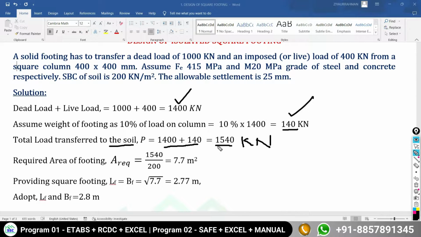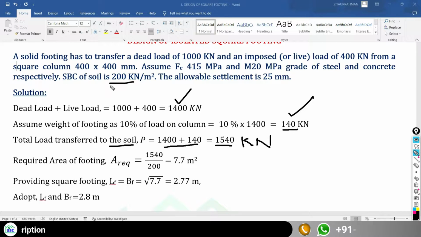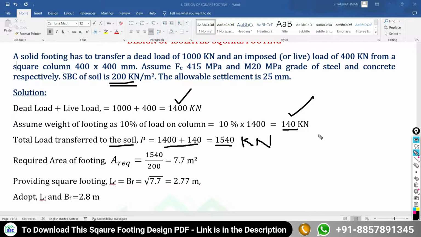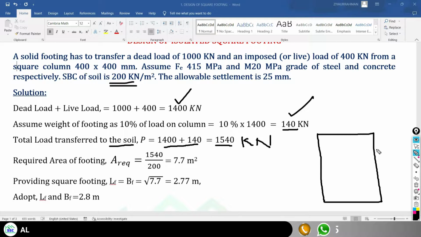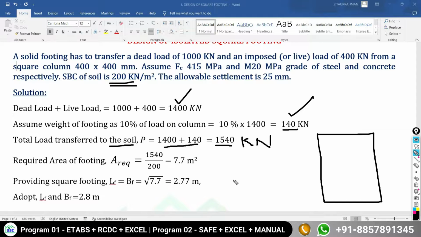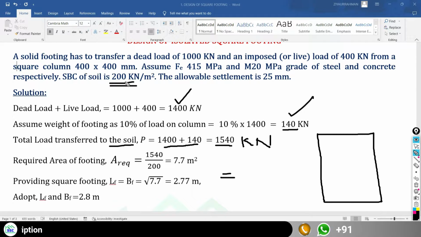1540 kilonewton. Now finally, after having the load and the safe bearing capacity of the soil, we can calculate the in-plan dimension of the footing. For finding the in-plan dimension, how much total area of the footing is required, how can you calculate that? The total load coming is 1540 kilonewton divided by the SBC of the soil.